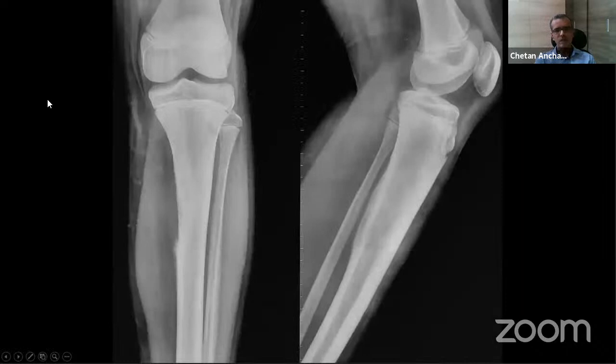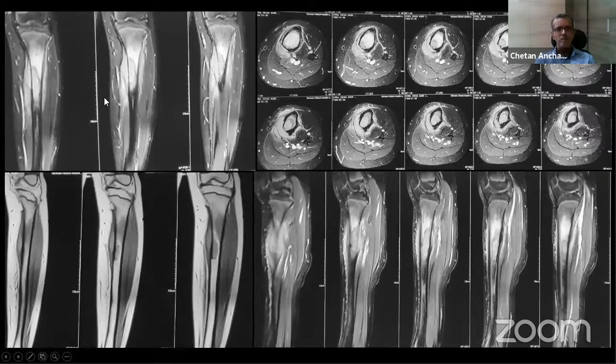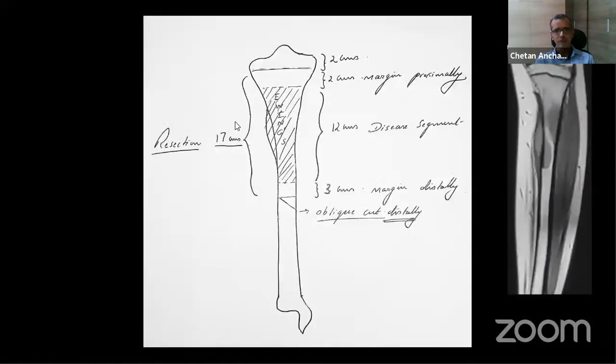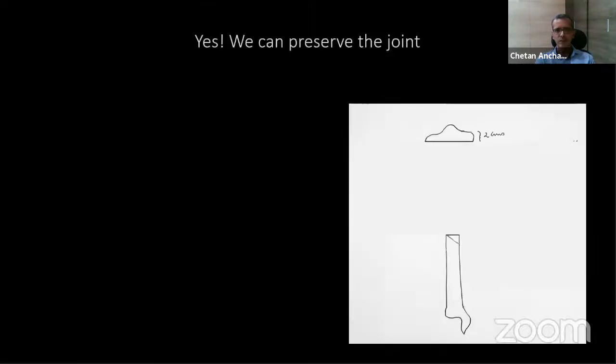This is a patient with Ewing sarcoma of the proximal tibia, just to illustrate where this kind of technique is useful, who has a lesion in the proximal metadiaphysis, which is quite away from the joint, as we can see in these MRI images. So when you plan the resection, even if you give a margin of 2 centimeters proximally, you still have 2 centimeters of the bone left. So that is the disease in pink. These green bands are the margins. And when you resect, that is the defect that you are left with. So yes, in this case, we can definitely preserve the joint and still achieve a wide excision.